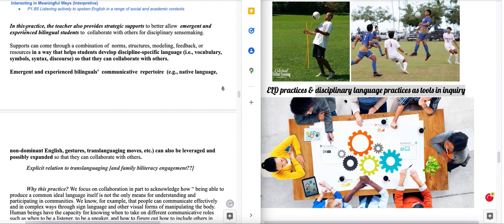Okay, coming back over here. In this practice, the teacher also provides strategic supports to better allow emergent and experienced bilingual students to collaborate with others for disciplinary sense-making. Supports can come through a combination of norms, structures, modeling, feedback, or resources in a way that helps students develop discipline-specific language so that they can collaborate with others.